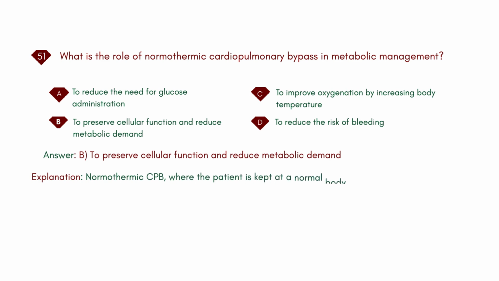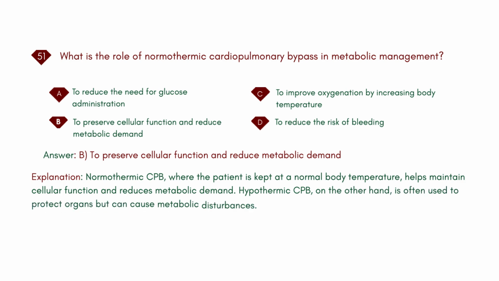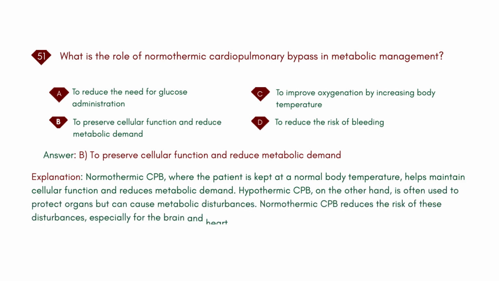Explanation: Normothermic CPB, where the patient is kept at a normal body temperature, helps maintain cellular function and reduces metabolic demand. Hypothermic CPB, on the other hand, is often used to protect organs but can cause metabolic disturbances. Normothermic CPB reduces the risk of these disturbances, especially for the brain and heart.